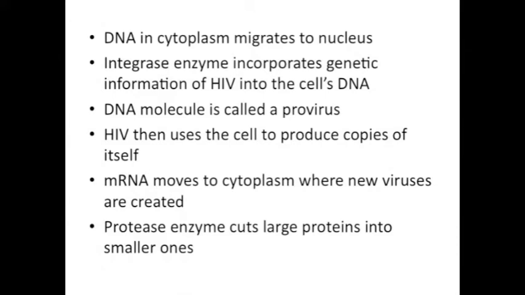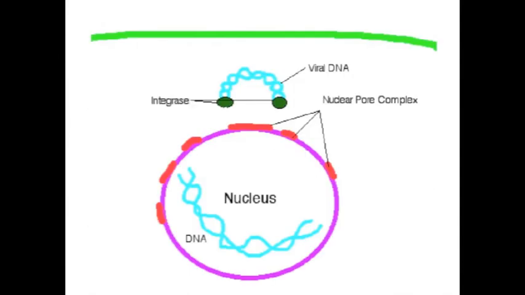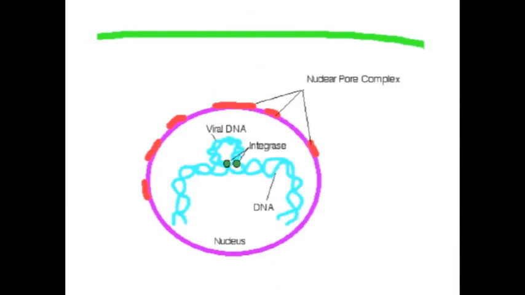HIV integrase binds to the newly formed HIV DNA in the cytoplasm and cleaves each 3' end. The HIV DNA complex moves into the cell nucleus through a nuclear pore complex. The HIV 3' hydroxyl end binds to the host cell's DNA 5' end. Fully integrated HIV DNA is called proviral DNA.